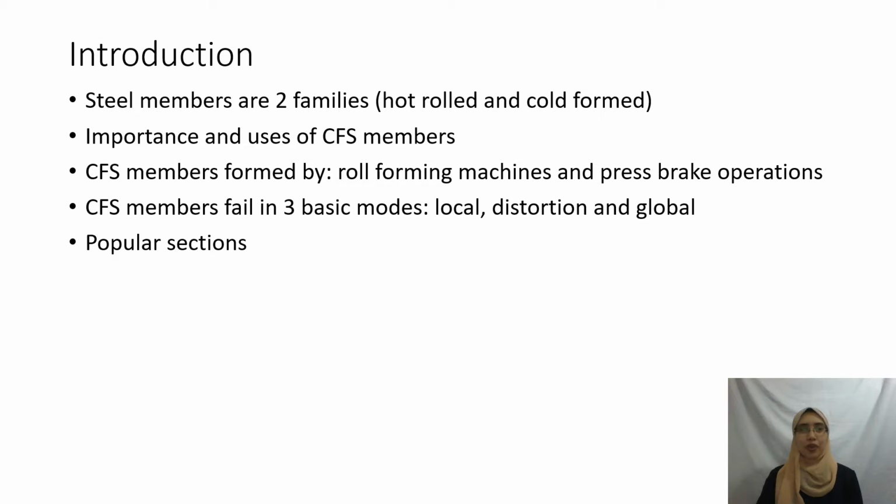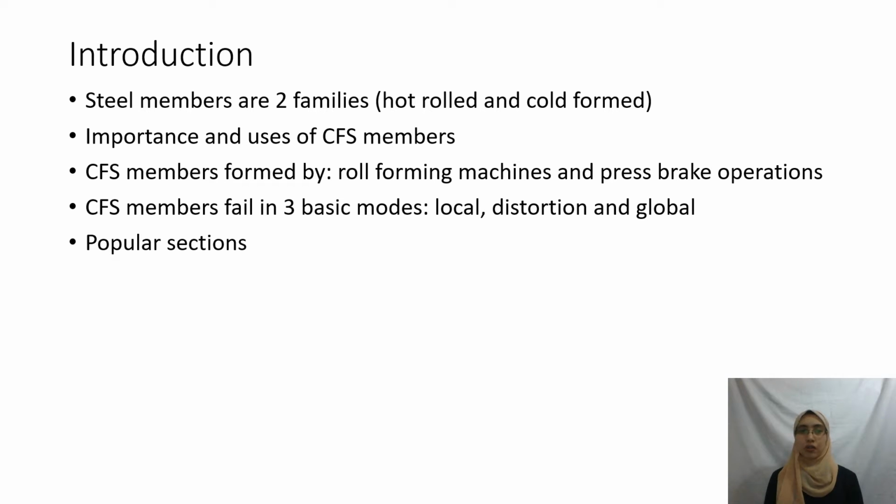Steel constructions are of growing importance. Steel members are of two families, hot-rolled and cold-formed. Cold-formed steel members are preferable for their high strength to self-weight ratio, ease of installation, and mass production. That results in less time consumption and cost savings. Cold-formed steel members can be used to construct buildings of 3 to 4 floors, stadiums, and airport hangars.